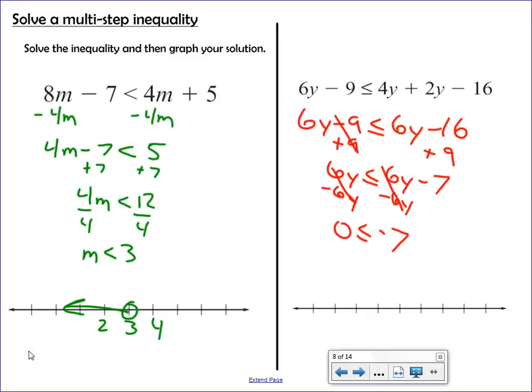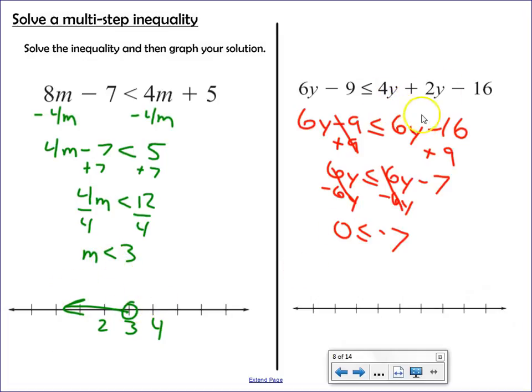Okay, so let's take a look at the first example. I got the m terms alone on one side, so I subtracted 4m from both sides. And then in order to get the m by itself, I added 7 to both sides. 4m is less than 12. And divided by 4, m is less than 3. Notice I divided by a positive, sign stays. And here are all my solutions.